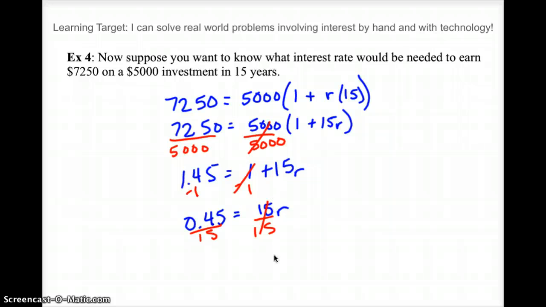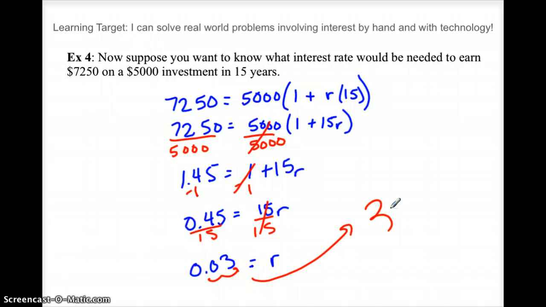And r is going to equal, let's see, 0.45 divided by 15. Ooh, I get a decimal, 0.03. Now remember, our rates we convert. So I need to convert this back to a percent. So it would simply be 3% would be my interest rate.